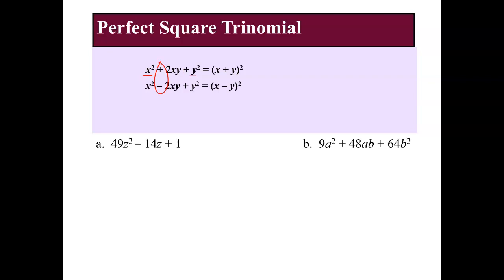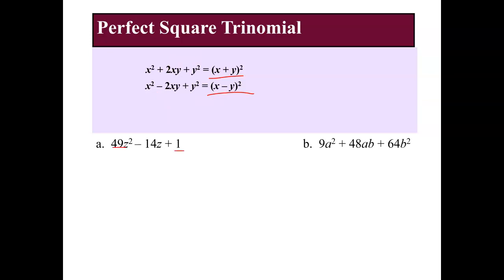The difference between these two formulas is one's plus, one's minus. Just for that first sign. They both have plus for the second sign. It always factors into a binomial squared. The only difference being plus or minus, again, based on whether this sign was plus or minus. Here's how we check to see if a polynomial is a perfect square trinomial.